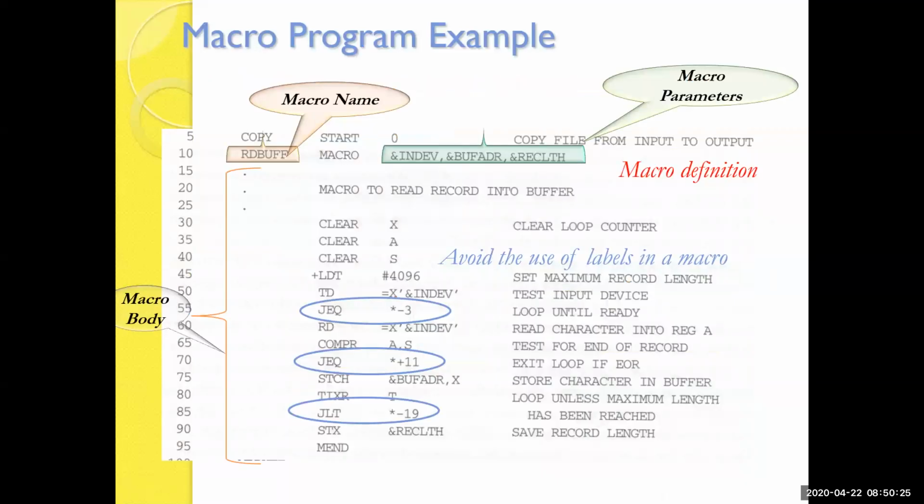So this particular slide shows an example of a macro being defined. The program is named COPY, and it defines a macro, namely RDBUFF. The name of the macro is RDBUFF, which has three parameters: device address, buffer address, and record length. The following three lines are the comment lines, and we have a set of instructions starting with CLEAR X to STX &RECLTH, and the end of the macro definition is identified with the directive MEND. So the statements starting from the comment till MEND indicate the body of the macro. Parameters are INDEV, BUFADR, and RECLTH, and the name of the macro is RDBUFF.